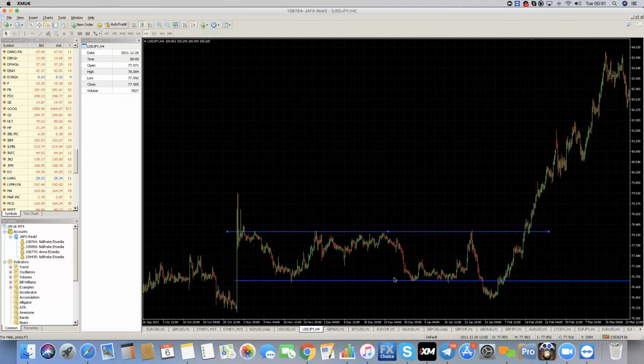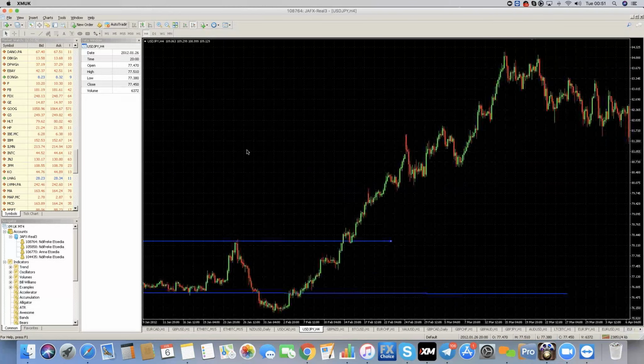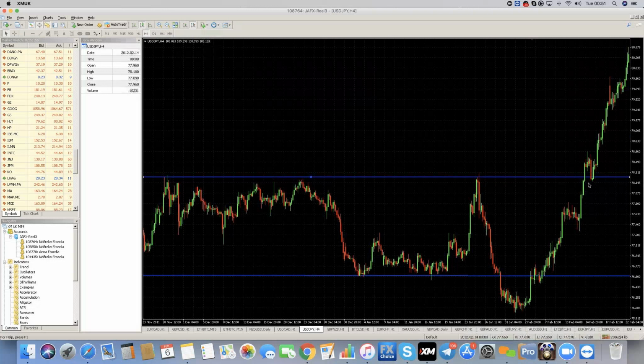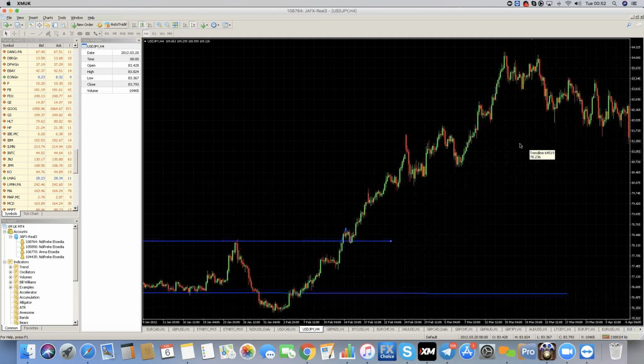Okay, so what did price do? Let me zoom out again. Price broke out of that range. But what did you see it do? Broke out, and what did it do? Came back and retested that zone. And then what happened? It jumped.